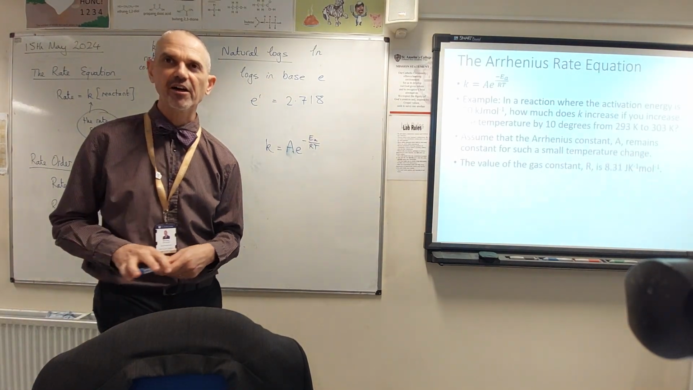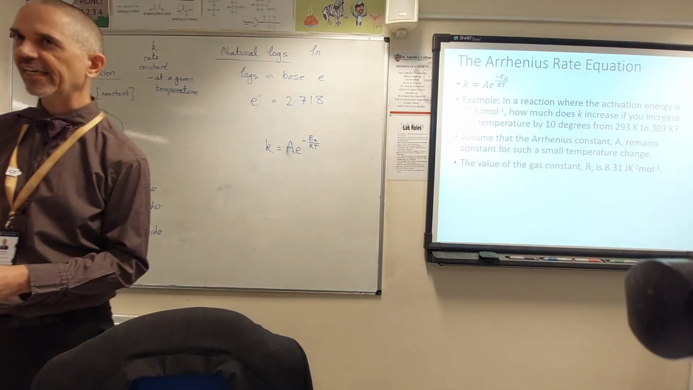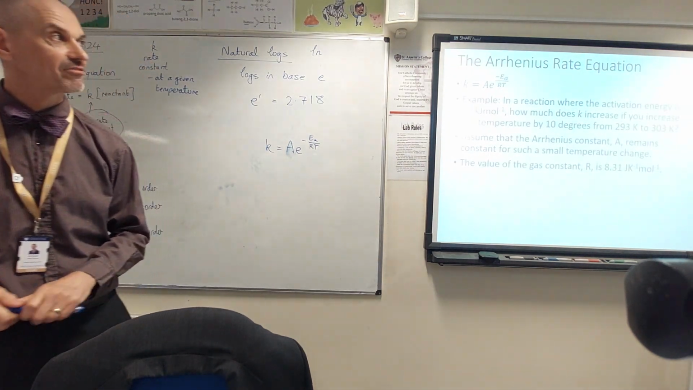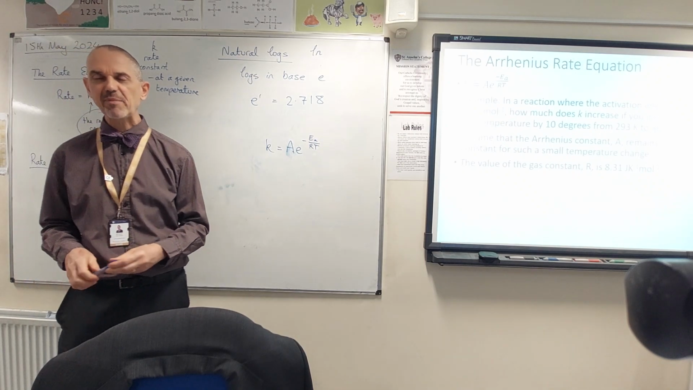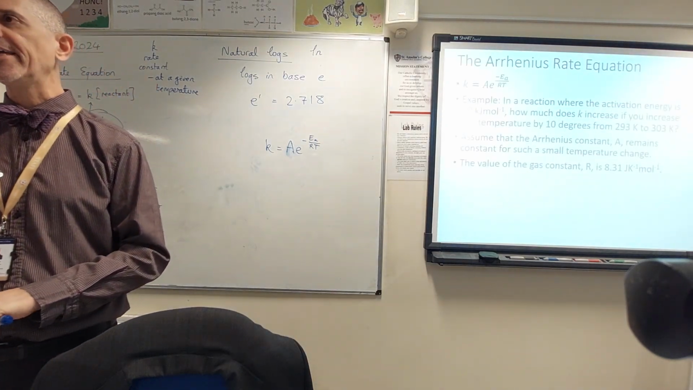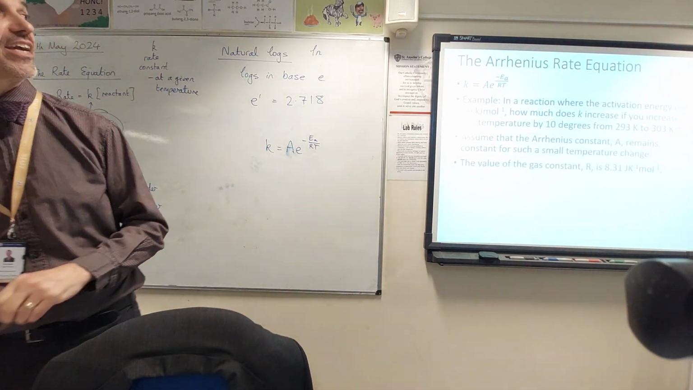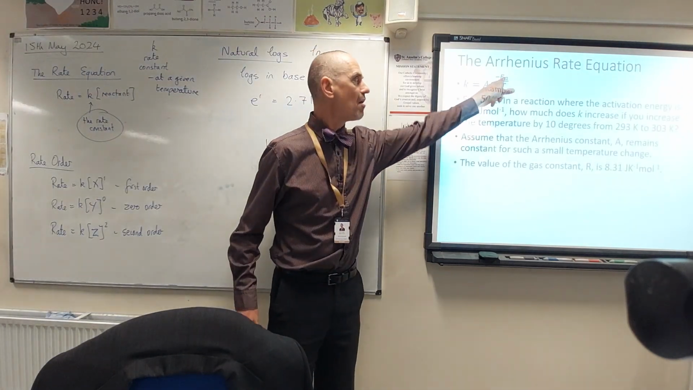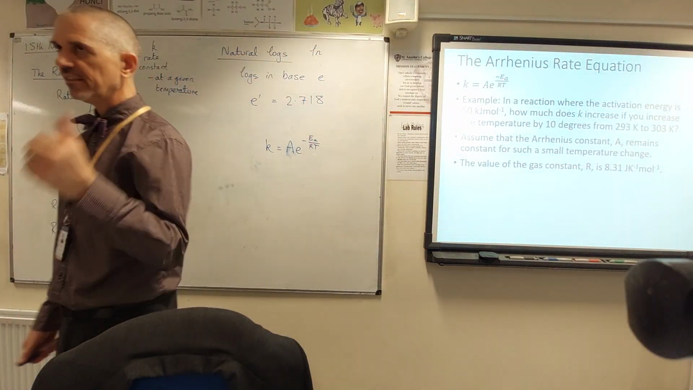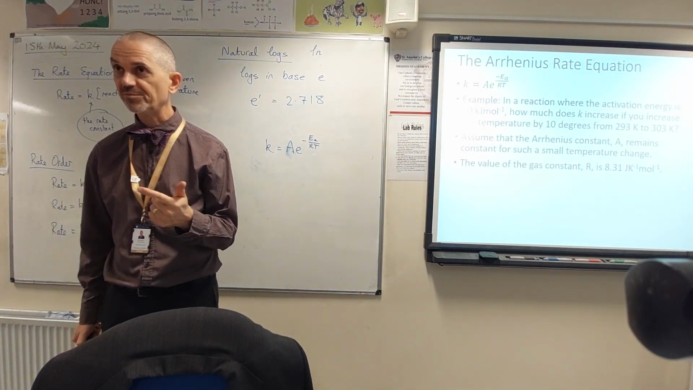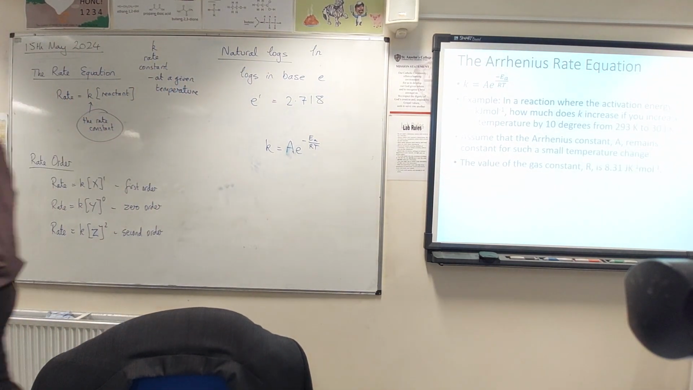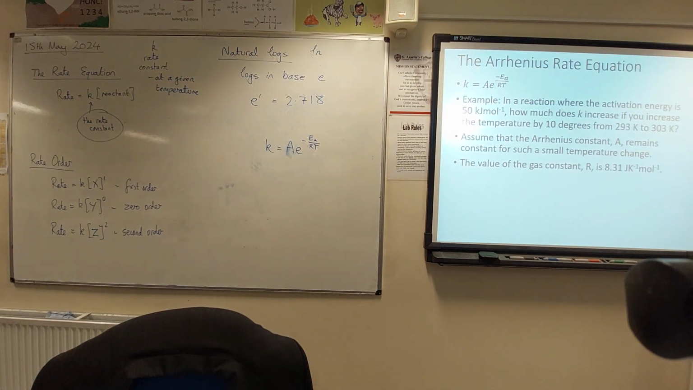How much does K increase by for a 10-degree shift in temperature? Can I leave you some time to think about that? It's not an easy question. You're going to have to use your Arrhenius rate equation. Forget about A. You don't need to worry about A. But you need to work out E to the minus EA over RT at 293 Kelvin and at 303 Kelvin. I'll leave you to think about that for a minute.